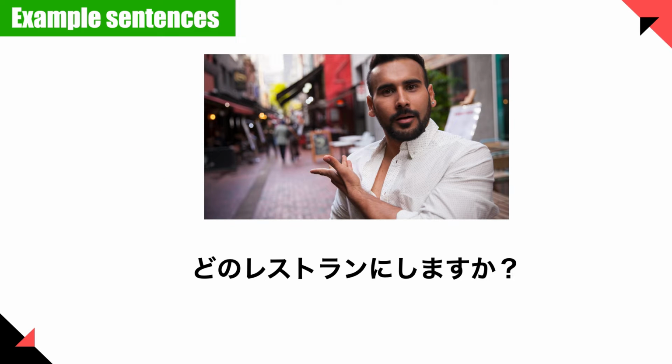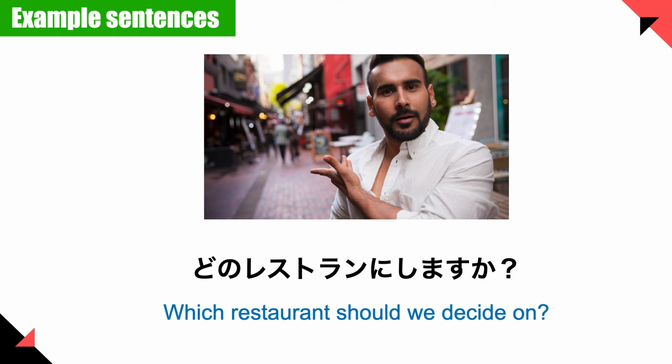Alright, another example sentence. どのレストランにしますか？ That means which restaurant should we decide on? Or which restaurant would you like to go to? Pretty much the same thing.